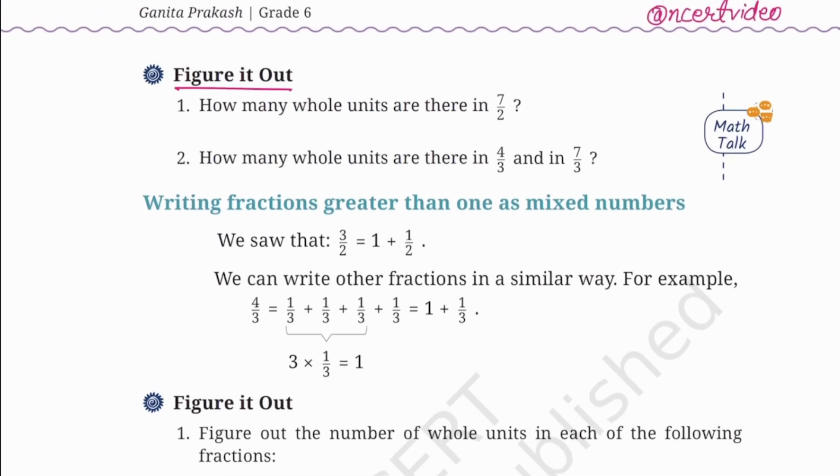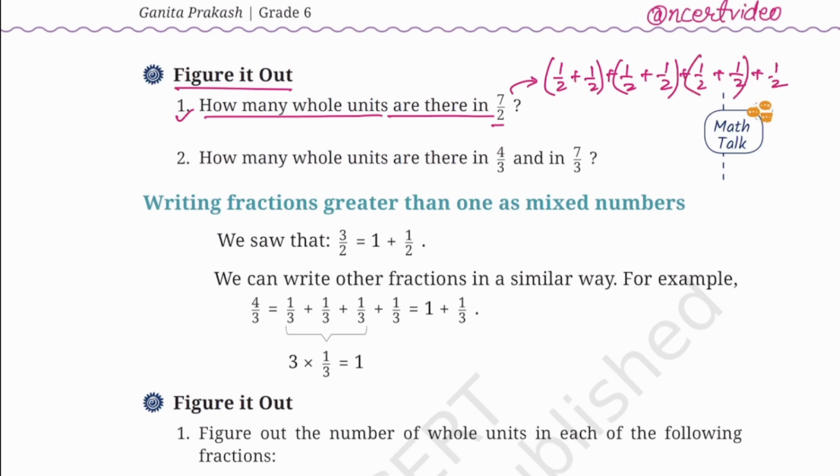Figure it out. 1. How many whole units are there in 7 upon 2? 7 upon 2 can be written as 1 upon 2 plus 1 upon 2, 7 times. Half and half 1, half and half 1, half and half 1. That means 1 plus 1 plus 1 plus half, that is 3 plus half. There are 3 whole units in 7 upon 2.